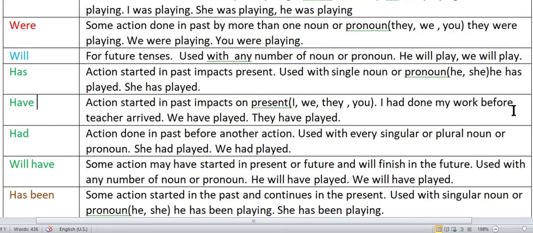Like I had done my work before teacher arrived. We have played, they have played. So have is used with the plural ones. With I, we used have as well. I have played. You can't say I has played. I got have as well.